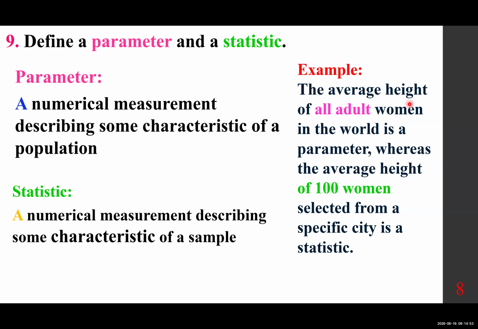Example: the average height of all, and "all" is the key, for the population, and therefore a parameter. All adult women in the world is a parameter, whereas the average height of 100 women selected from a specific city is a statistic. So we can distinguish between the two.